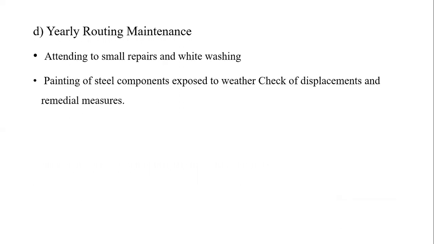And next one is yearly routine maintenance, which includes small repair works, whitewashing, painting of steel components, and checking of displacement or remedial measures. For example, whatever type of material is used, the durability of the material should be considered. For example, steel will not corrode in a dry and salt-free environment, but it will do so in the presence of moisture and chloride ions. So these are examples. Which material will match which environment?